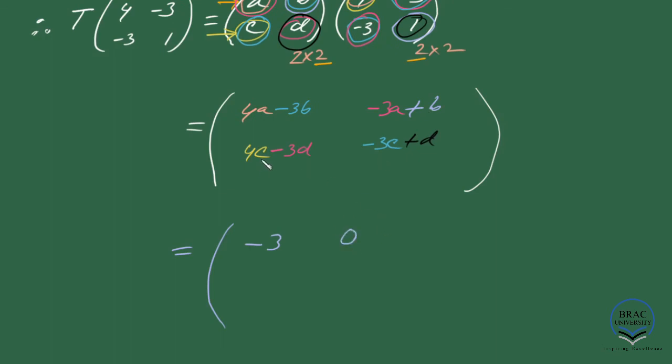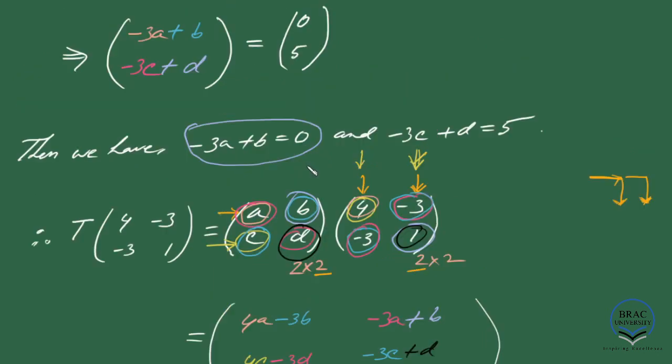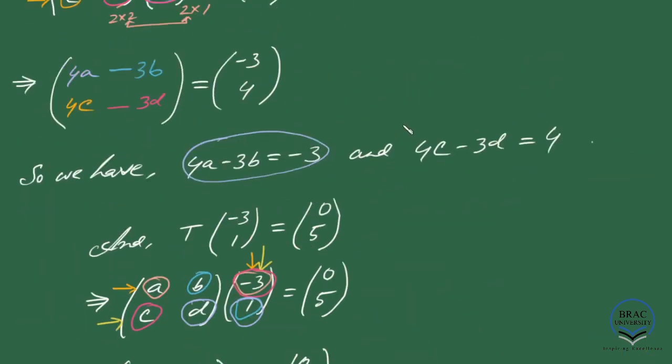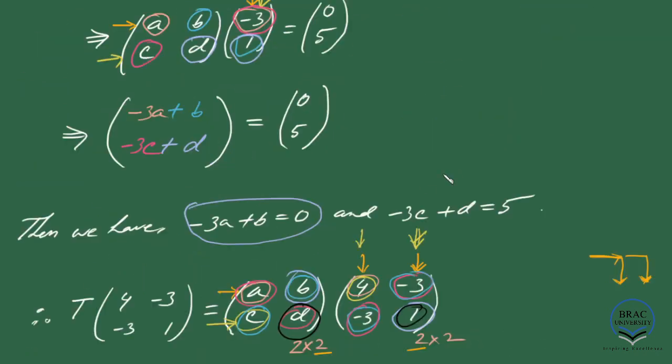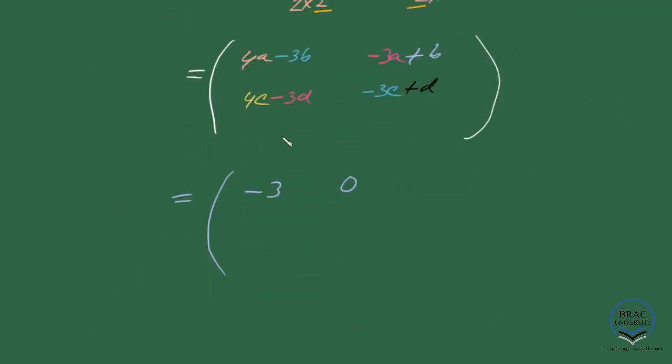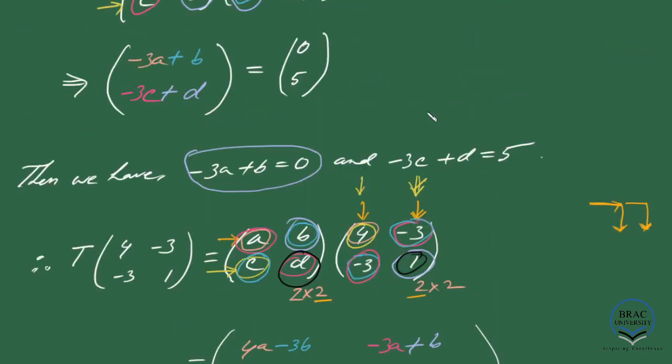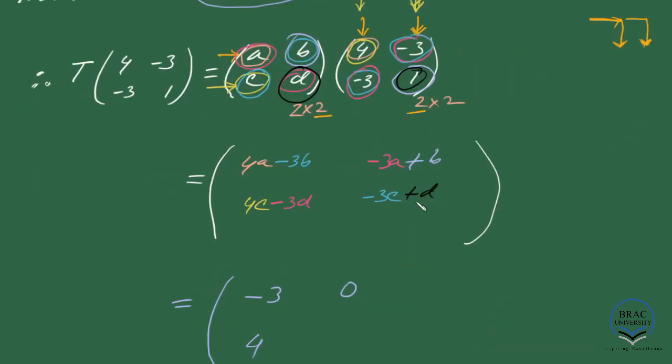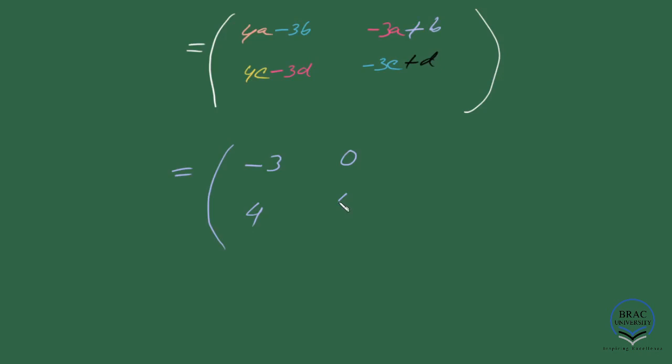Then I have 4c minus 3d. What is 4c minus 3d? That comes from here. 4c minus 3d, that's equal to 4. So in place of this, I can write 4. Then I have negative c plus d. What is negative c plus d? This is negative c plus d, and that gives you 5. So in place of this, I can write 5.